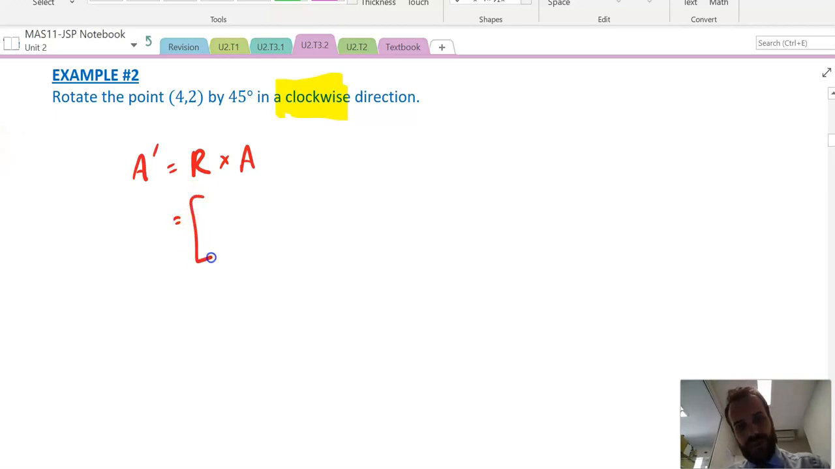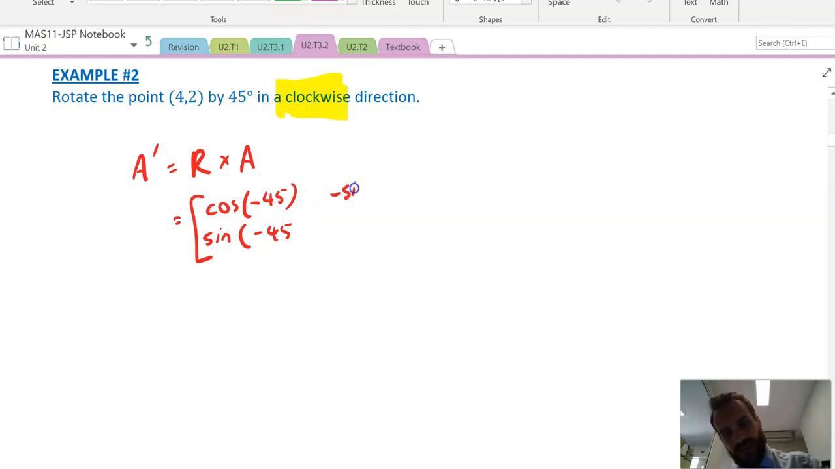All right, so the rotation matrix is going to be cos 45, but it's clockwise, so that's negative 45 degrees. And that's the trick with this one. If we're moving clockwise, we're doing negative angles. Negative sine, oh, not negative sine. Oh, yes, it is negative sine, sorry. Negative sine of negative 45, and cos of negative 45. And we're going to multiply that by the point (4, 2).